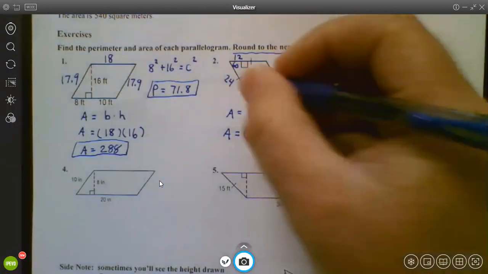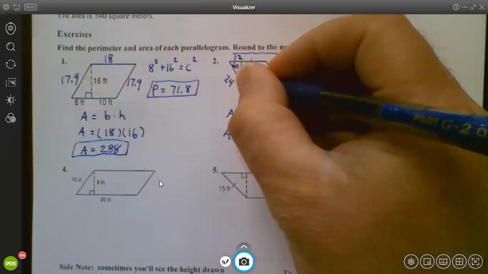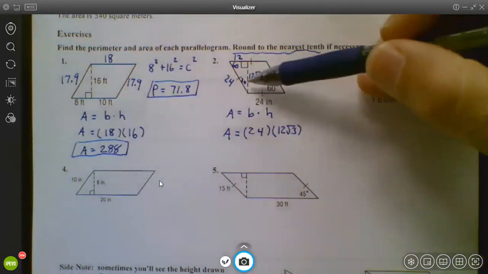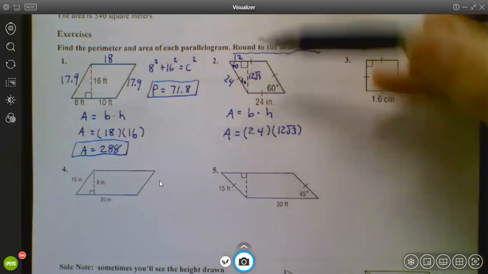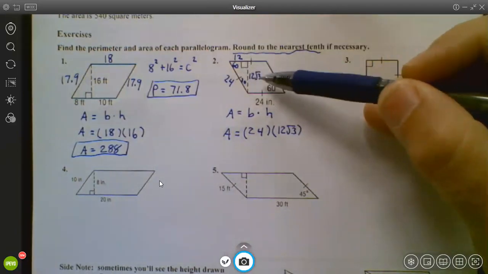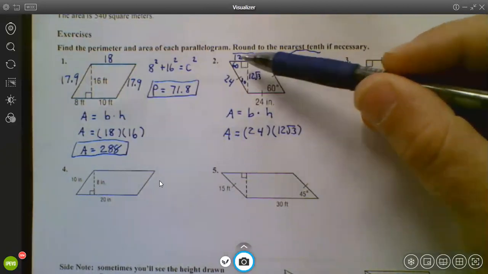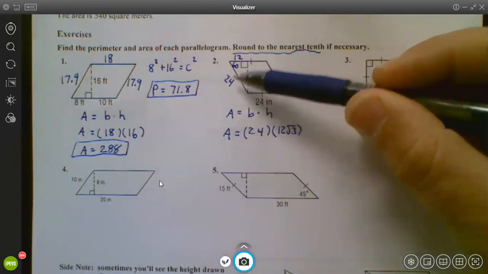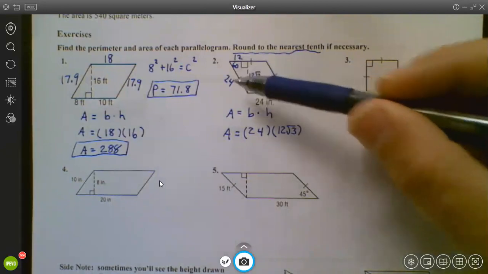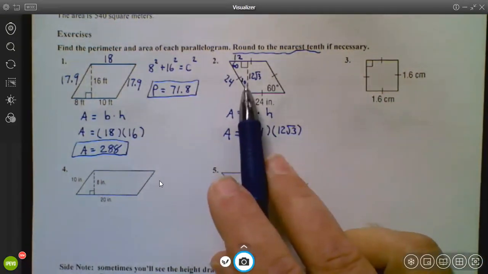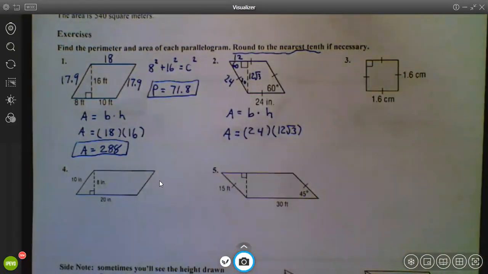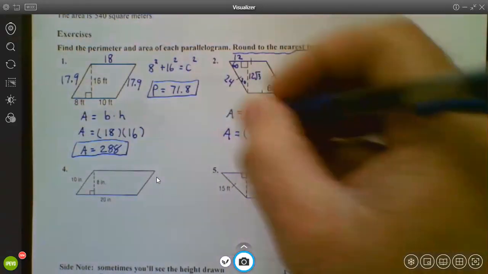When you look at your 30-60-90s, the leg across from 30 is always the short leg, and the leg across from 60 is always your long leg. The relationship we first have to look at is that the short leg is always half of your hypotenuse. So look at it as which one is across from 30 and which one is across from 60. All right, so 498.8 on that one.